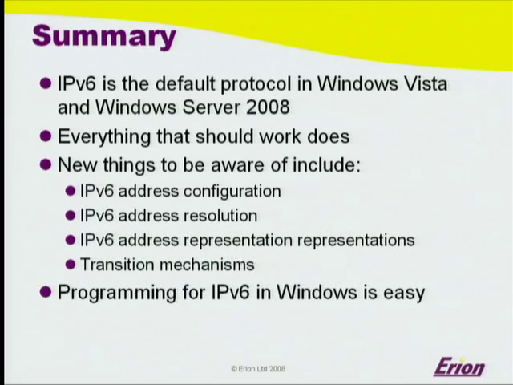So just to summarize, with Windows Vista and Windows Server 2008, you get two operating systems that are completely IPv6 enabled by default. And everything works as it should do, pretty much. The new things that you need to be aware of when you first start using them are things like the address configuration, the way that Microsoft does it, the formats of the addresses, the address resolution, and also the transition mechanisms that it uses. And for developers, programming in IPv6 on Windows is just as easy, if not more so, than on Linux or other platforms. Okay.